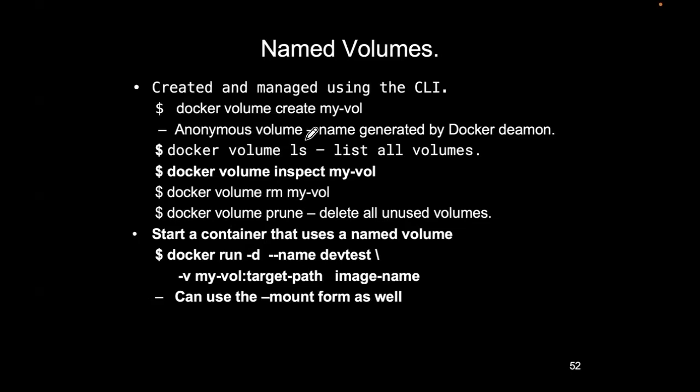Docker volume ls will just list all the volumes on your current system. Docker volume inspect does what you expect it to do. It allows you to look inside it. We don't really need to. Docker volume rm removes one, and docker volume prune, that can be quite a useful command.